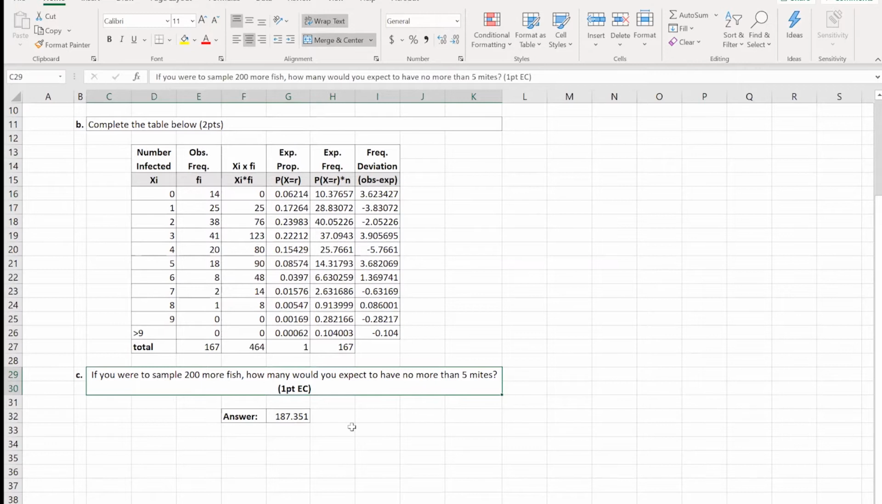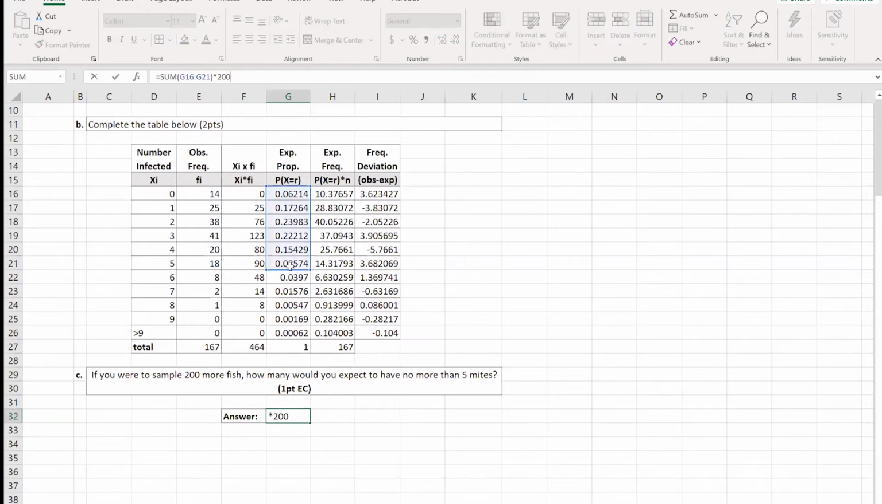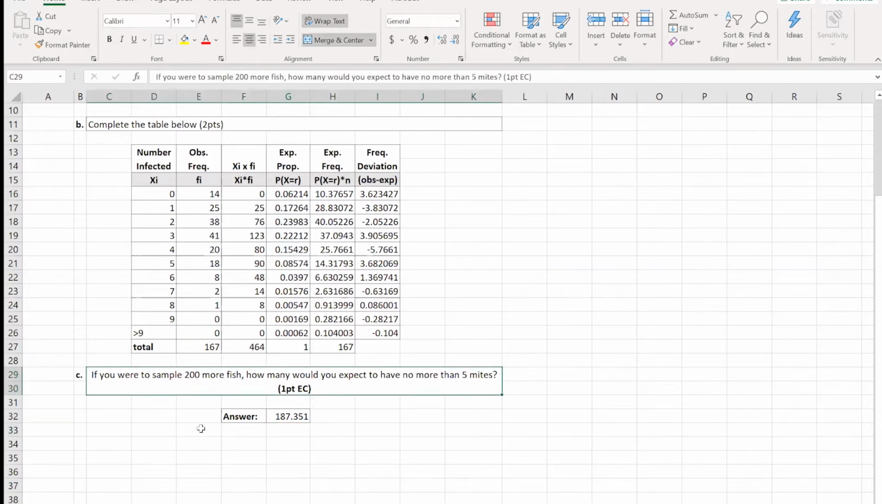And then I had this one extra credit question. If you were to sample 200 more fish, how many would you expect to have no more than 5 mites? That's just multiplying the cumulative probability of, wait, I think I did this backwards. No more, oh no, I did that right, okay. So that's the cumulative probability of having 0, 1, 2, 3, 4, or 5 mites times 200. That is the expected number of fish that would have no more than 5 mites out of 200 fish.